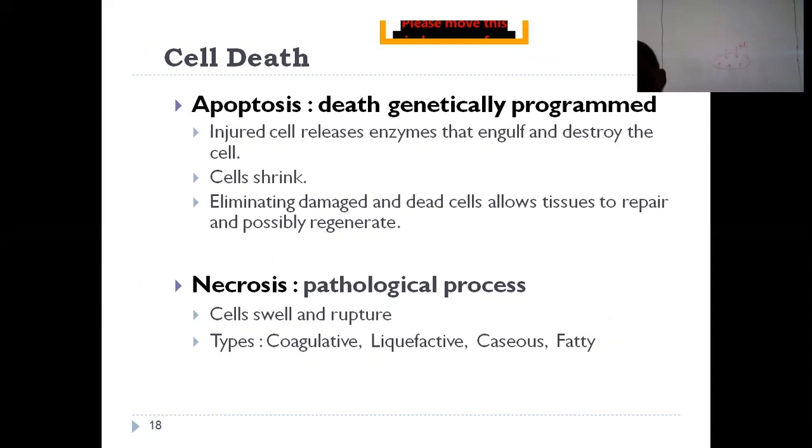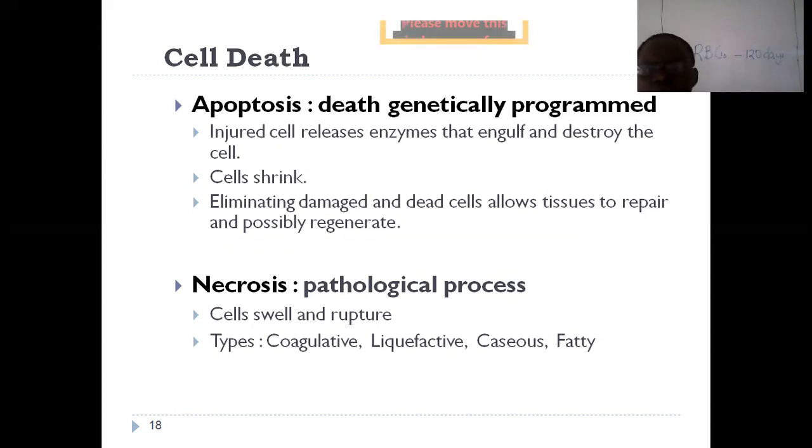Now, there is also what we call cell death. With cell death, it can be of two types. There's what we call apoptosis. Now, with apoptosis, this is basically programmed cell death. You know very well that there are some cells within our bodies that are supposed to live for a specific period of time, like, for example, the red blood cells. Red blood cells are supposed to live for a period of 120 days.